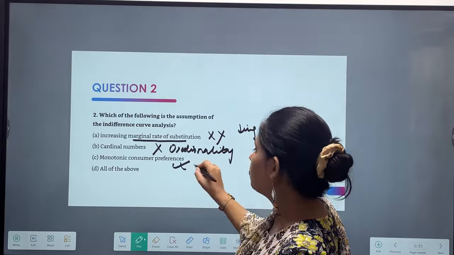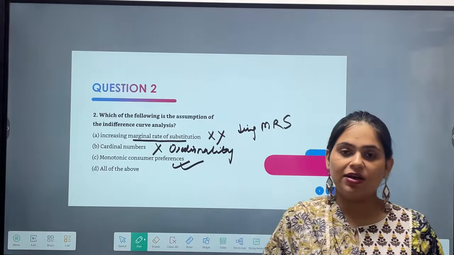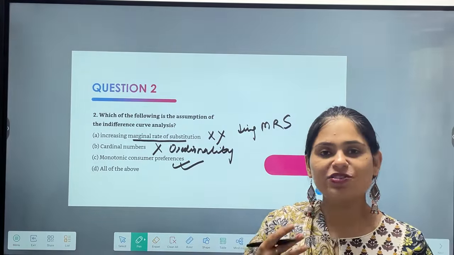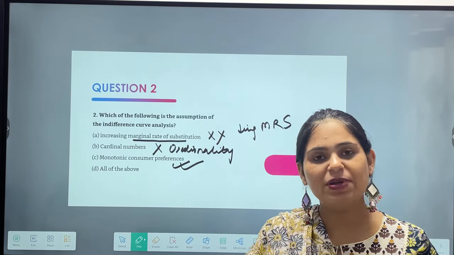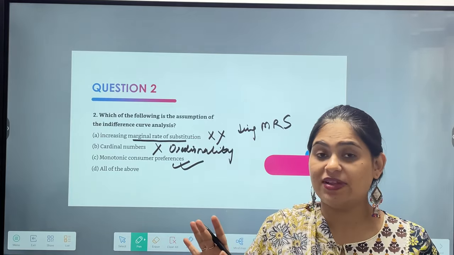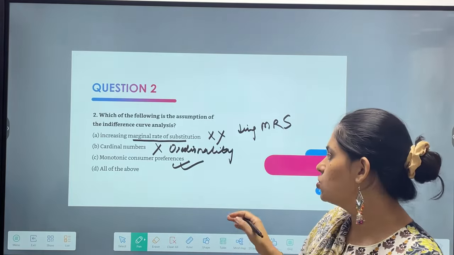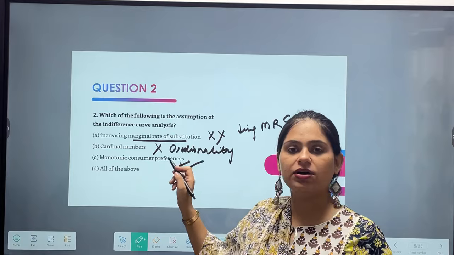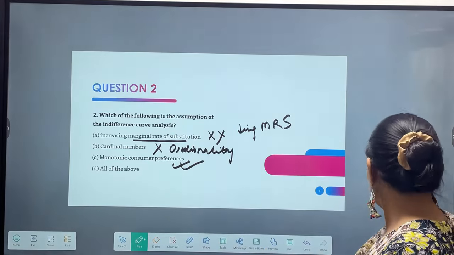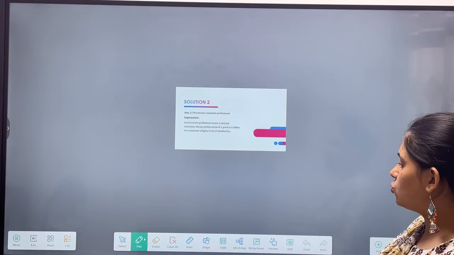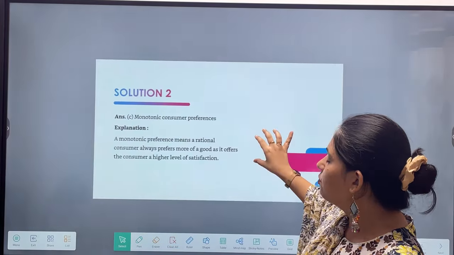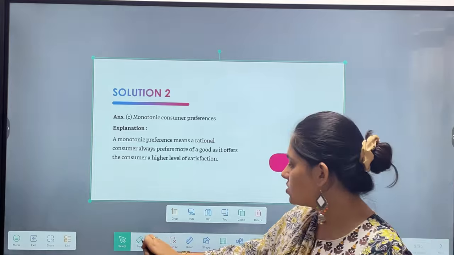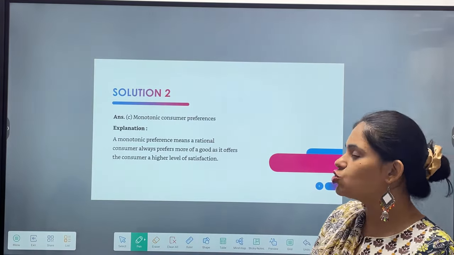A lot of times, the moment you see all of those, I don't know why, it's a click that people will just mark all of these. That's not correct in this case. So the right answer is monotonic consumer preferences. Come to the next question. So let's read this down. So it says monotonic consumer preferences, which means that consumer will always prefer more to less.